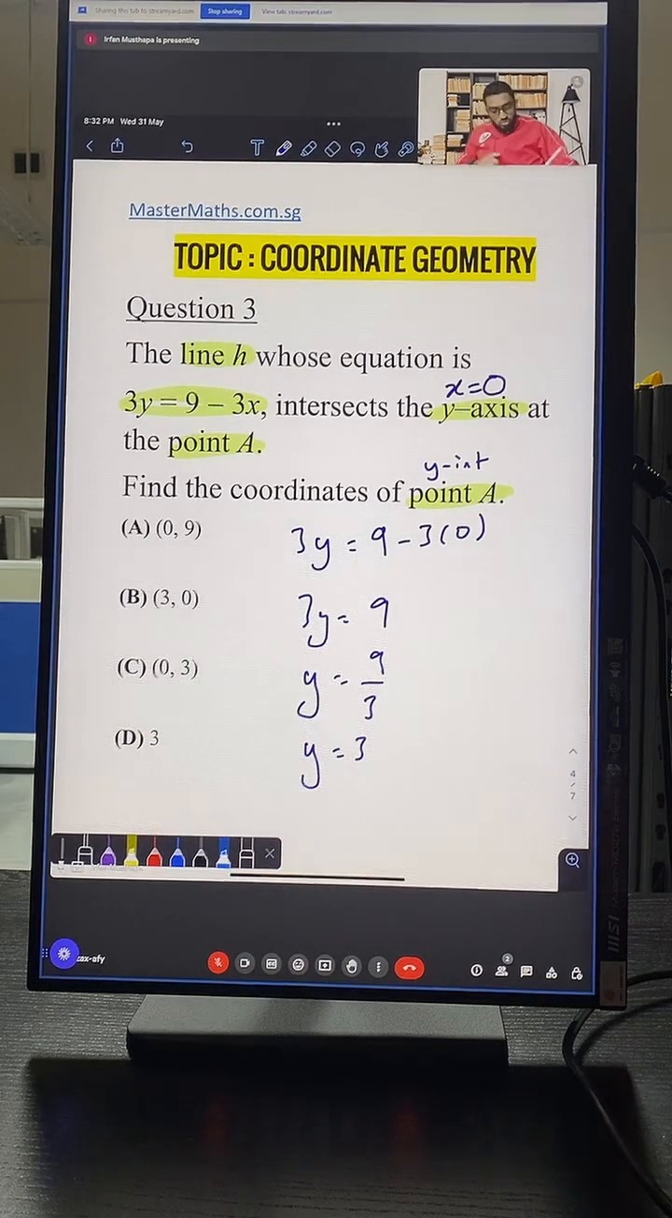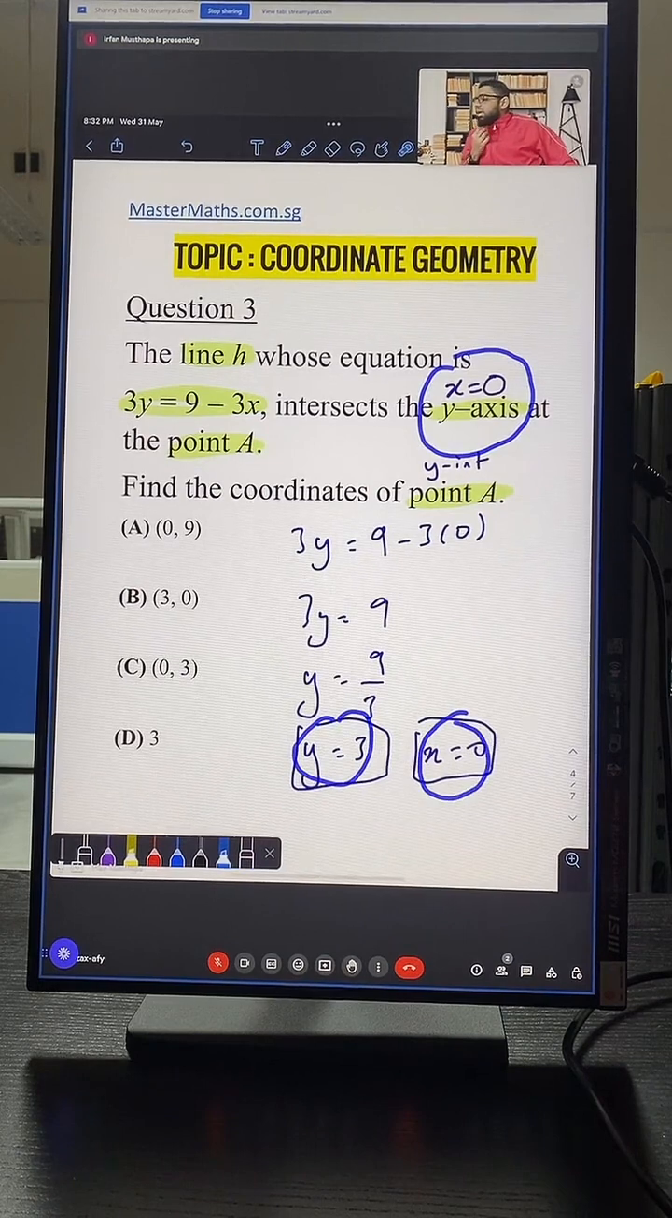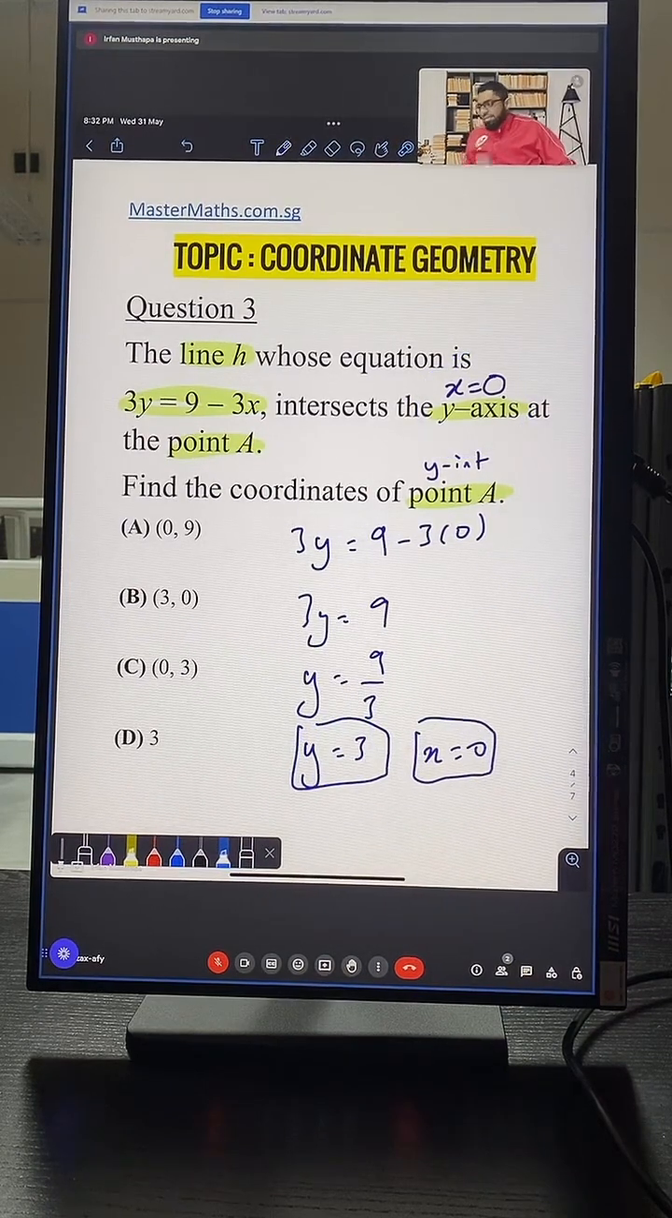Y is 3. So, x is 0, right? X is 0 on the y-axis. Y is 3. So, what are the coordinates for A? What are the coordinates for A, guys? Let me know your correct answer inside the chat box right now. Should it be A, should it be B, should it be C, or should it be D?